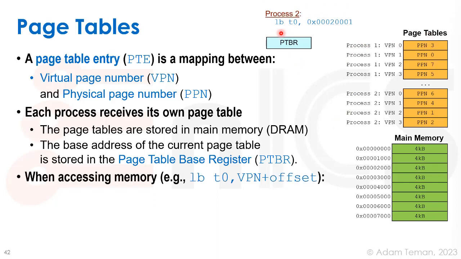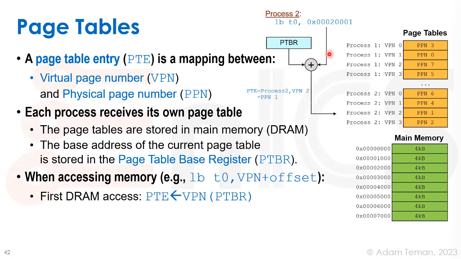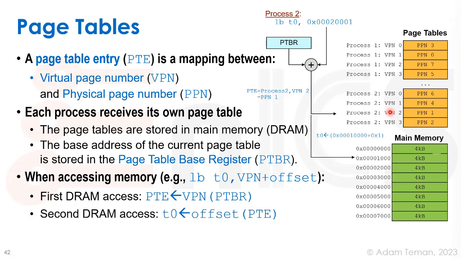When accessing memory, what we do is here we're going to load a byte into register T0, and it's at this address, and that's a virtual address now. Okay, first we take the virtual page number out of here, we add it to the PTBR, and then that points us to exactly what the PTBR was, the first page over here. The virtual page number is the offset from the PTBR, so it said go forward 2 pages, and we got to VPN number 2.